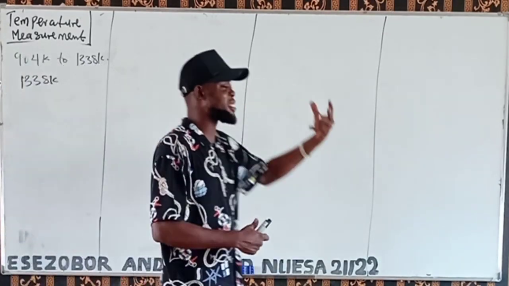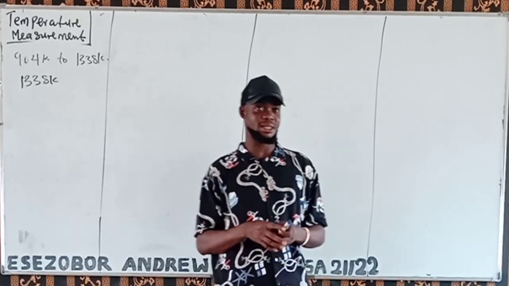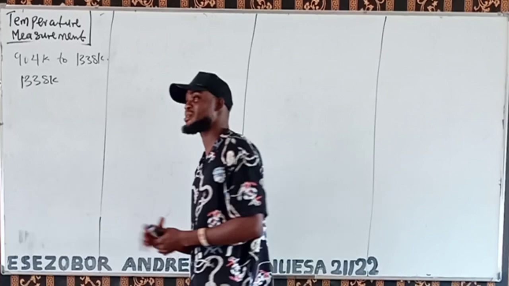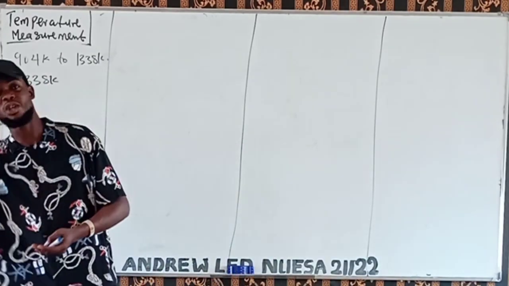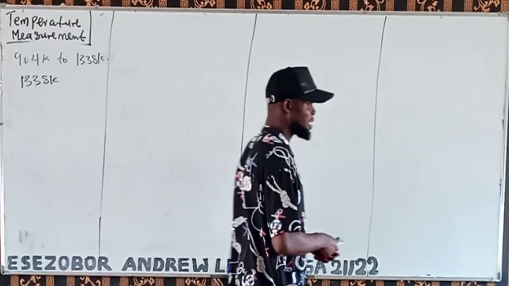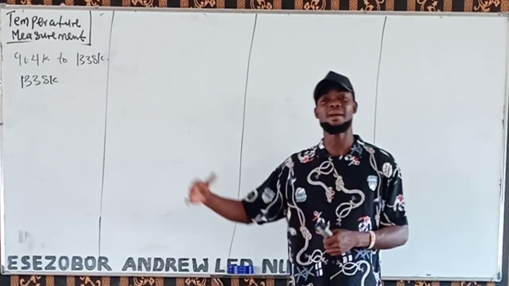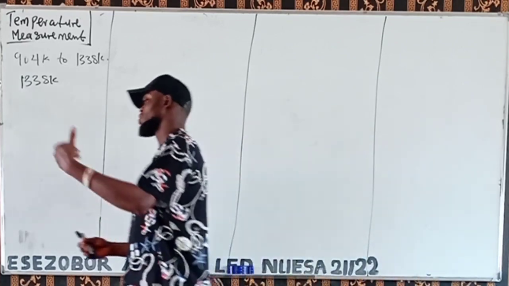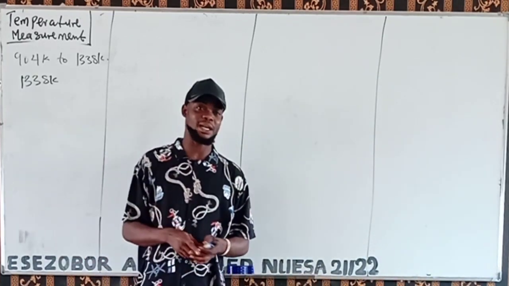The one that will measure higher temperature is the mercury in glass thermometer. So mercury will measure higher temperature than alcohol, because alcohol has a boiling point that is not even up to the boiling point of water. So take note of that, it is very, very important. Then we also have the one that measures a very low temperature. Alcohol can measure a very low temperature more than the mercury in glass thermometer.